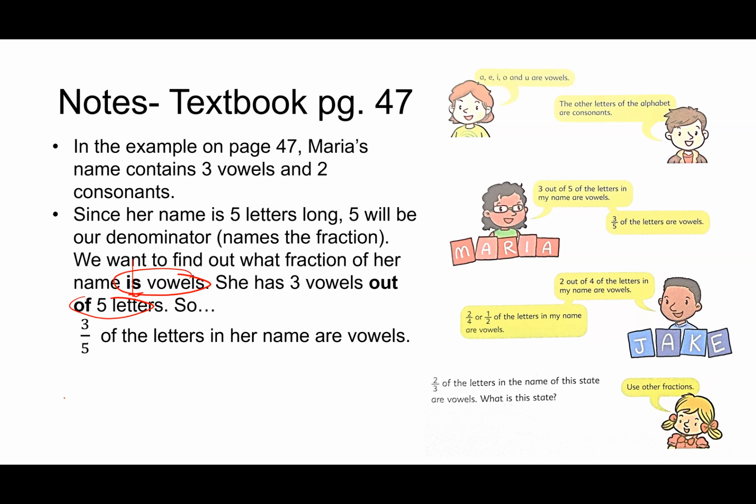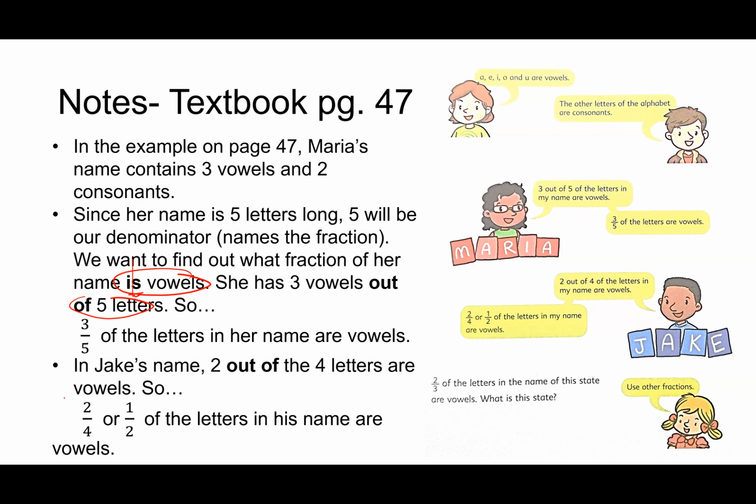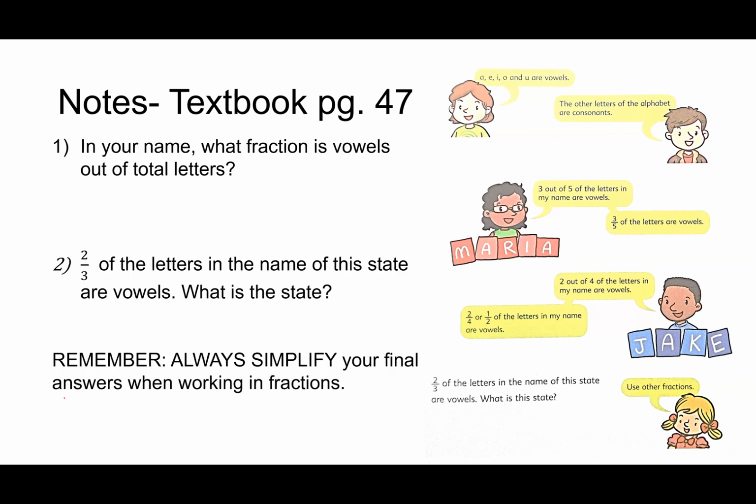In Jake's name, 2 out of the 4 letters are vowels. So 2/4 or 1/2 of the letters in his name are vowels. All right, turn to the next slide. In your name, what fraction is vowels or are vowels out of total letters? Go ahead and write that down really quick.